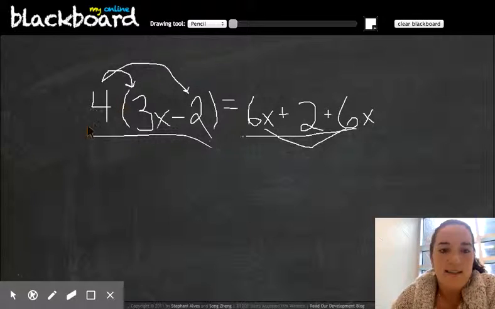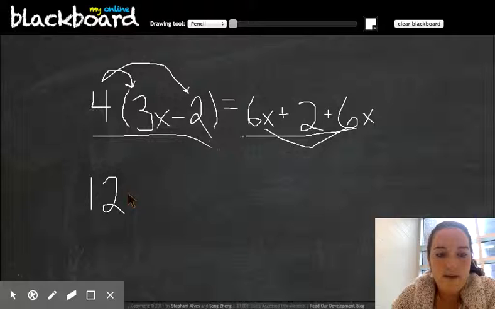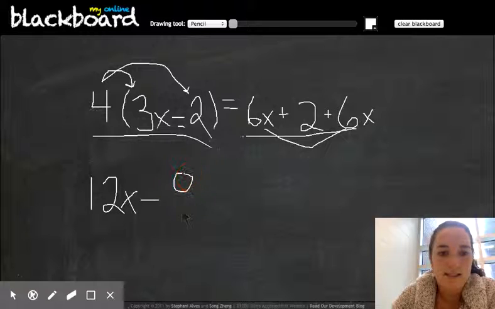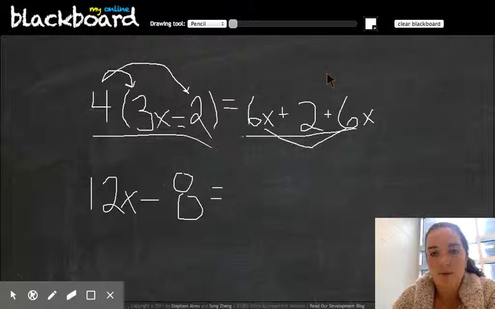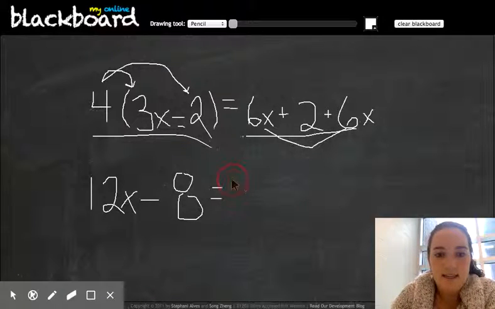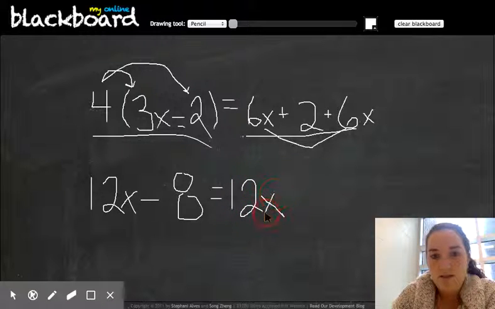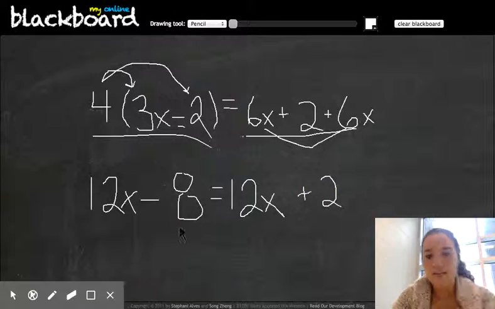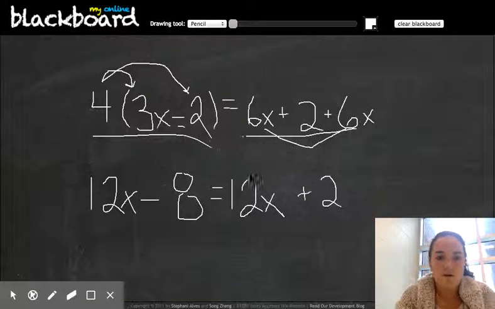All right, so now let's go ahead and simplify. 4 times 3x is 12x. I keep my minus sign. Then I have 4 times 2, which is 8. Which equals, now on the other side, I'm combining my like terms. What are my like terms? 6x and 6x, so I get 12x plus 2. Can I simplify either side anymore?